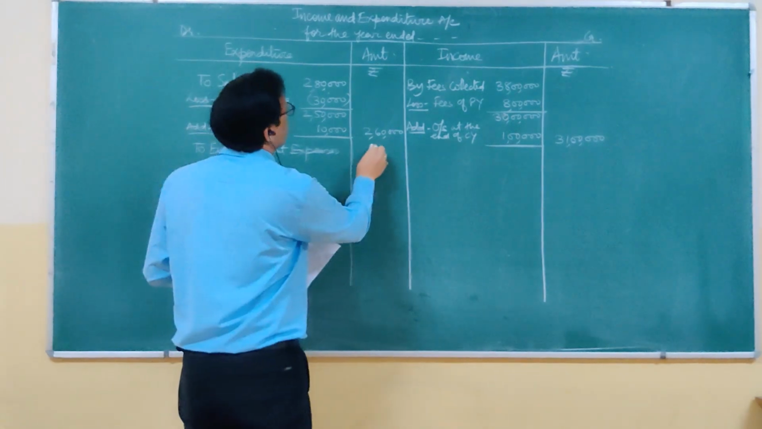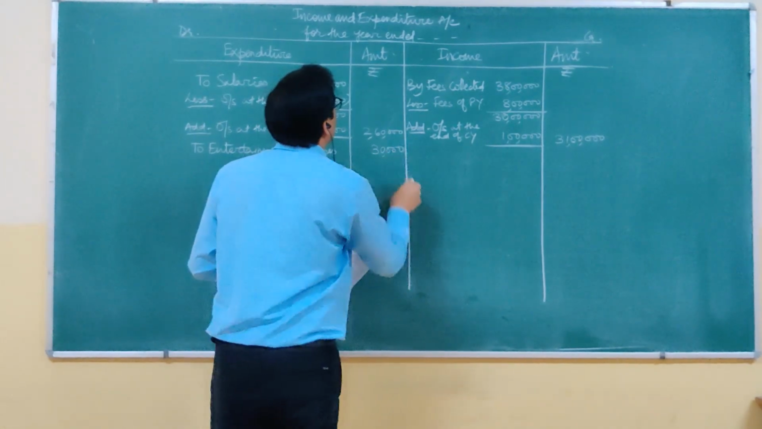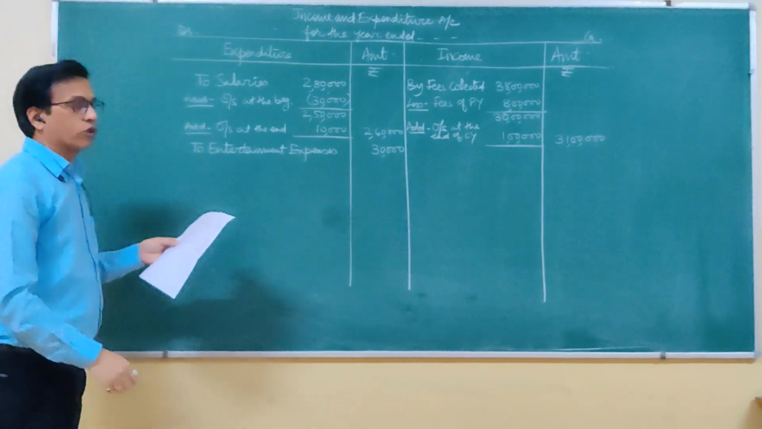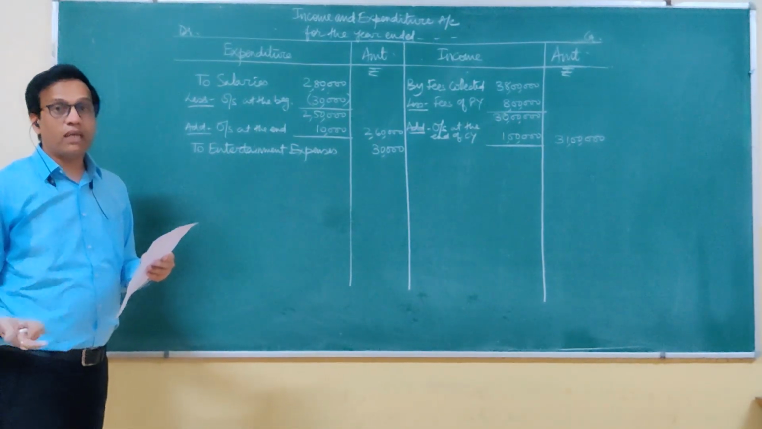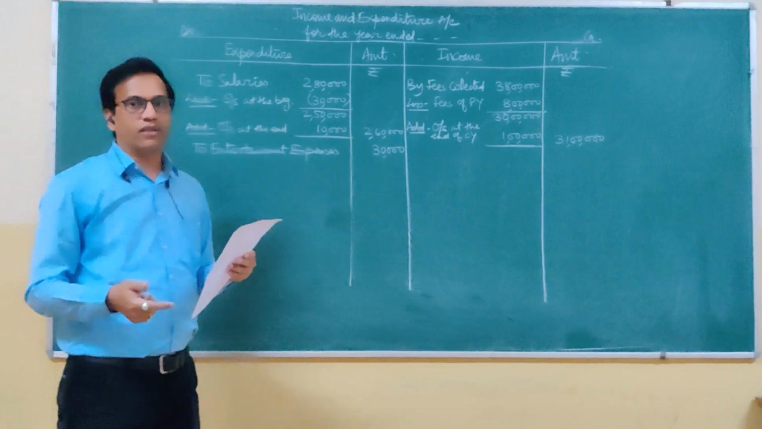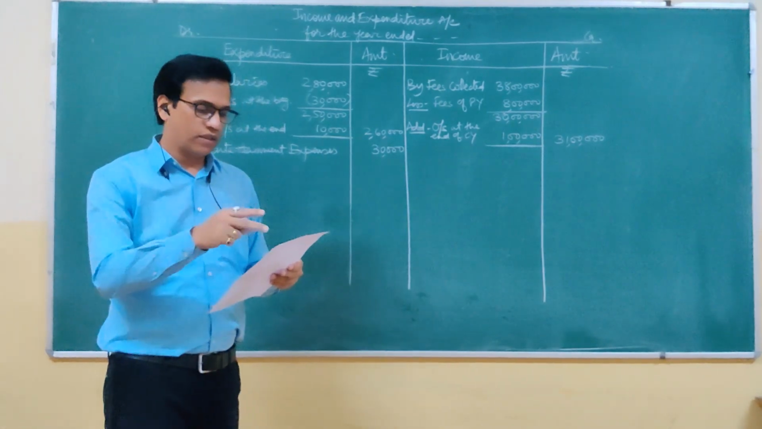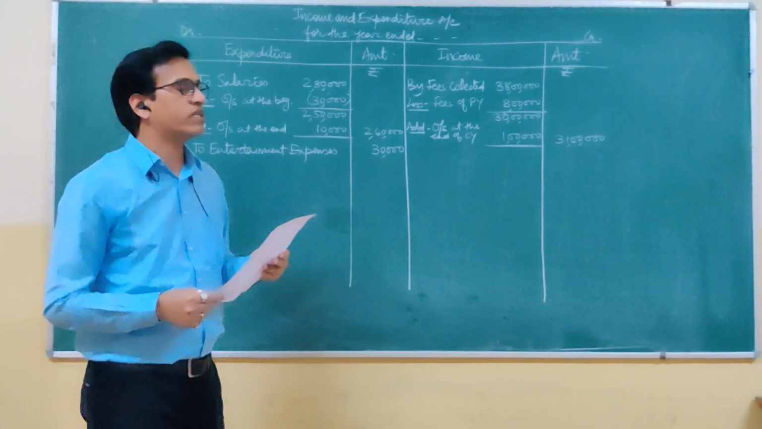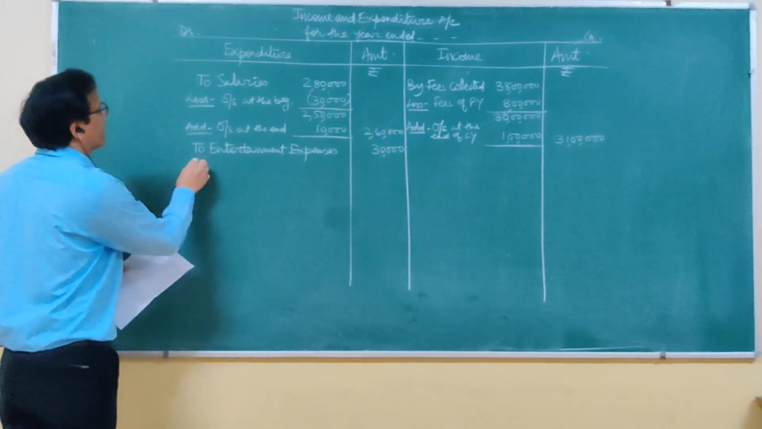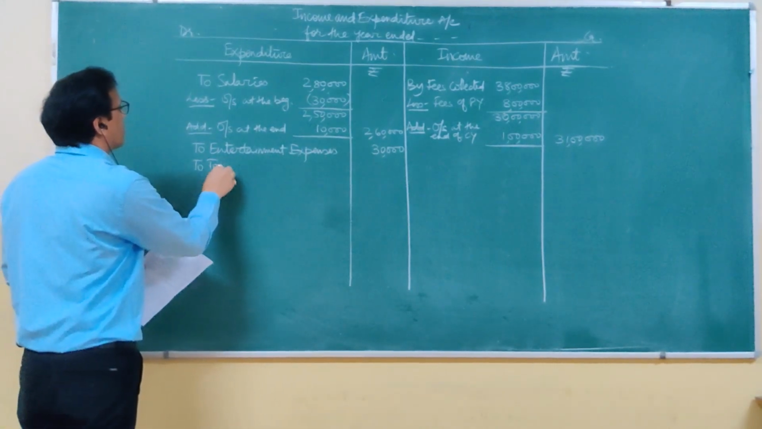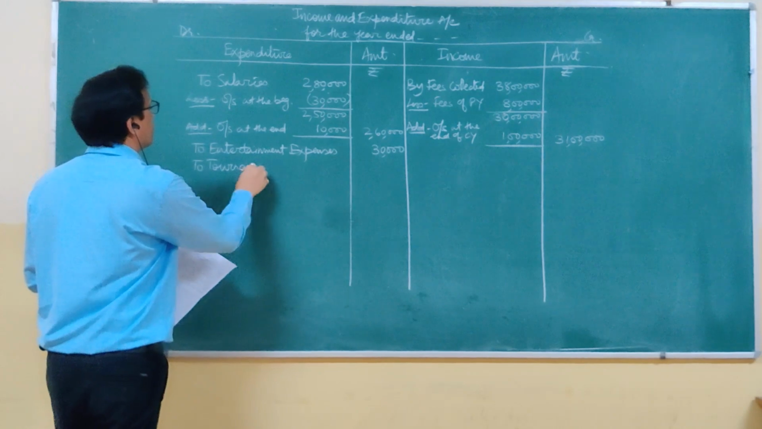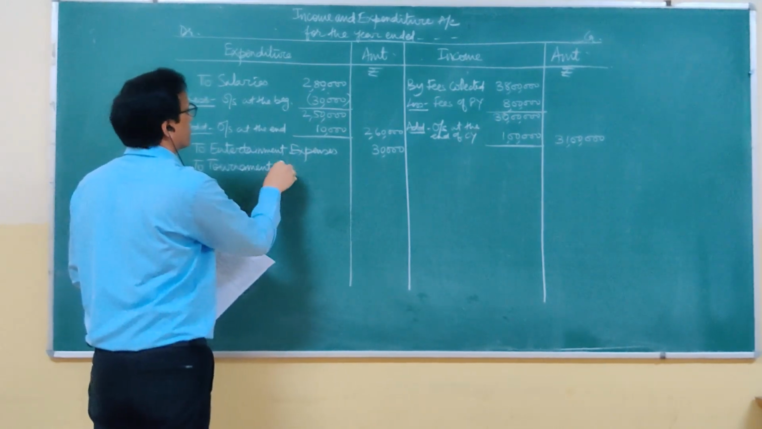These are 30,000 rupees. Then tournament expenses. Tournament expenses may be covered or may be met from the amount of tournament fund, but there is no amount of tournament fund given in the question, so we will take that to the income and expenditure account. To tournament expenses.